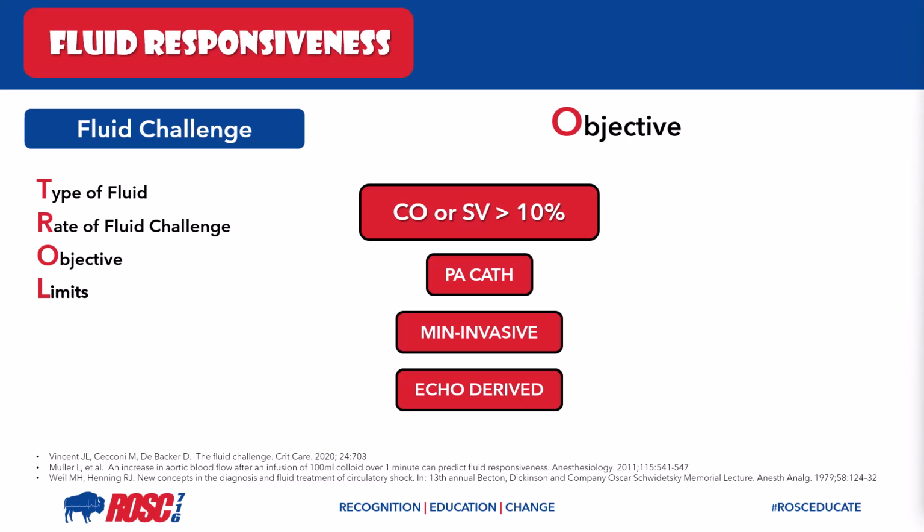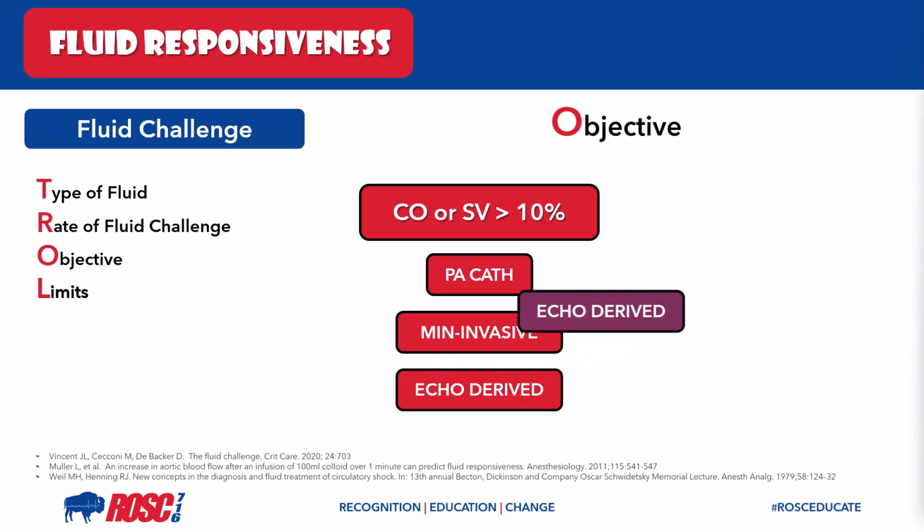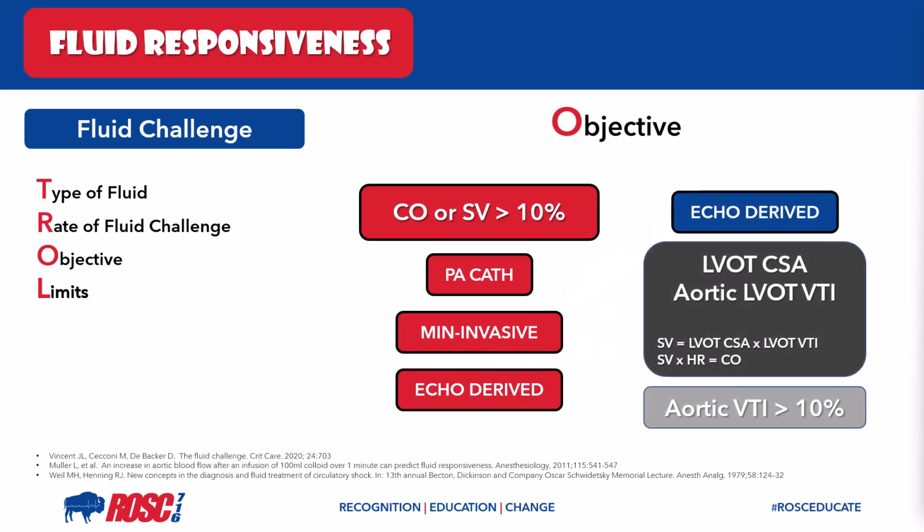If you don't have a PA catheter, you can look at the non-invasive or minimally invasive cardiac output machines out there. And you also can obtain some of these parameters via echocardiography. In transthoracic echocardiography, you would take the left ventricular outflow cross-sectional area and multiply it by the aortic left ventricular outflow tract velocity timing integral. In addition, you could just take a look at the aortic VTI pre and post intervention, and if you see a change, an increase of 10% or greater, that patient too would be deemed a fluid responder.